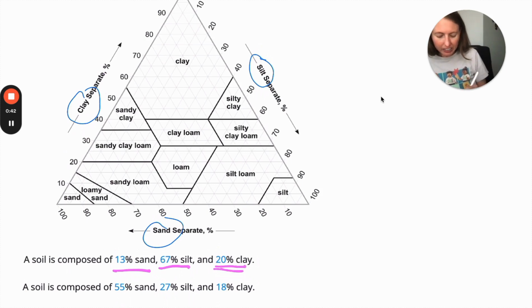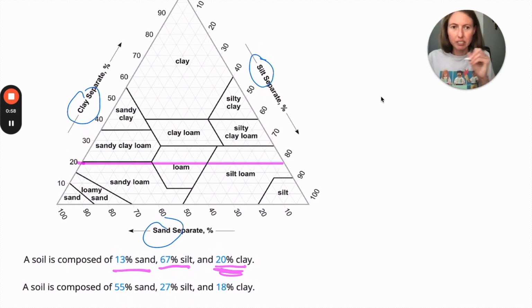I actually like to start with the clay because that's the only one that you can draw a horizontal line straight across. The other ones are at angles, so clay is a little bit easier to see. So we find 20% and then go straight across, and it's going to go through a couple different classifications of soil. So let's keep going.